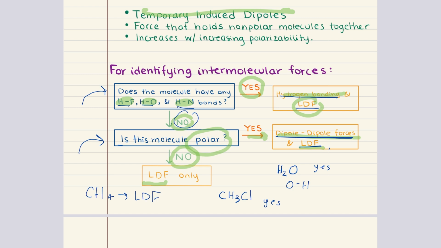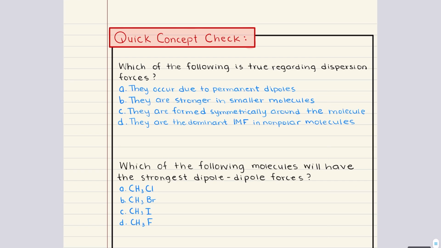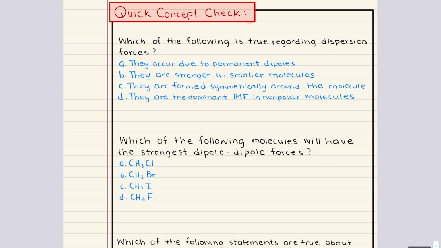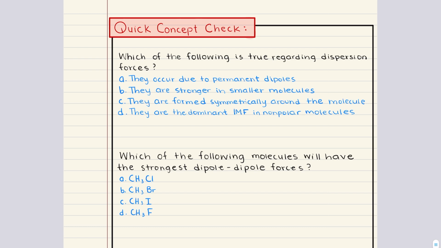Now we're going to take all of this information and apply it to a couple of practice problems. This first one says, which of the following is true regarding dispersion forces? Let's go through each answer choice carefully to determine which one is correct. Answer choice A says they occur due to permanent dipoles. This is incorrect because dispersion forces arise from temporary induced dipoles, not permanent dipoles. Permanent dipoles are responsible for dipole-dipole interactions, not London dispersion forces. So this statement is false.